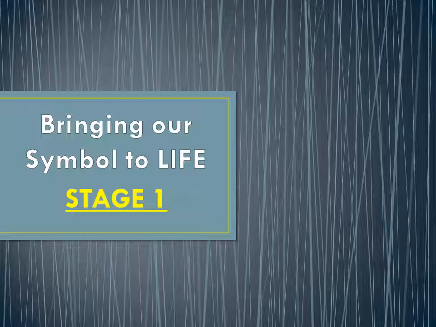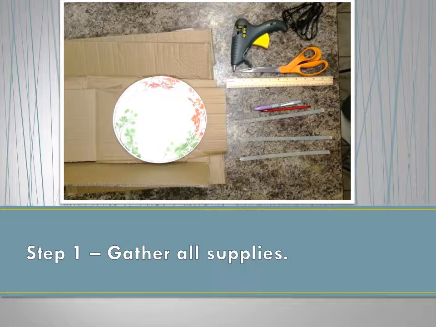First, we're going to bring our symbol to life, and then there's a writing component where you're going to express very clearly the symbolic significance of your object. You're going to explain how it affected the characters, the setting, and possibly the theme. There are two stages in the process of bringing our symbol to life. So let's start with the first stage. The first thing we want to do is gather all our supplies. You can see that we have a glue gun, which we already have in the classroom.